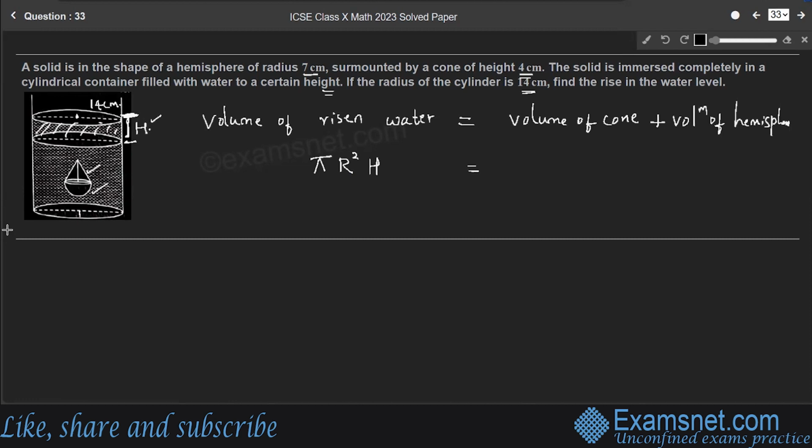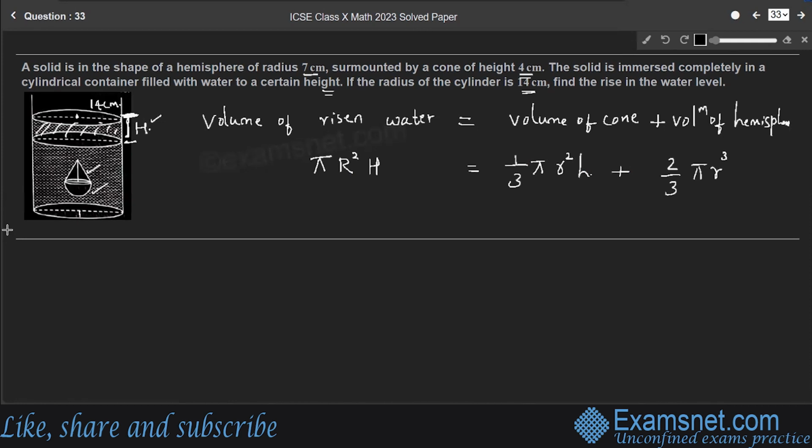So what is the formula to find the volume of a cone? So 1 by 3 pi into radius square. So let small r be the radius of the cone, right? Radius square into height, plus the volume of hemisphere, which is always 2 by 3 pi r cube, not square, it is pi r cube, right?